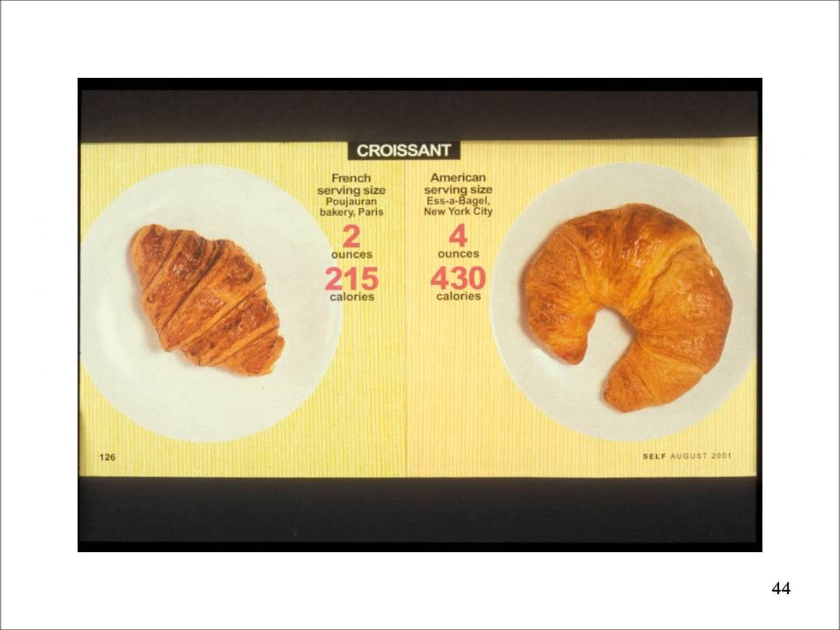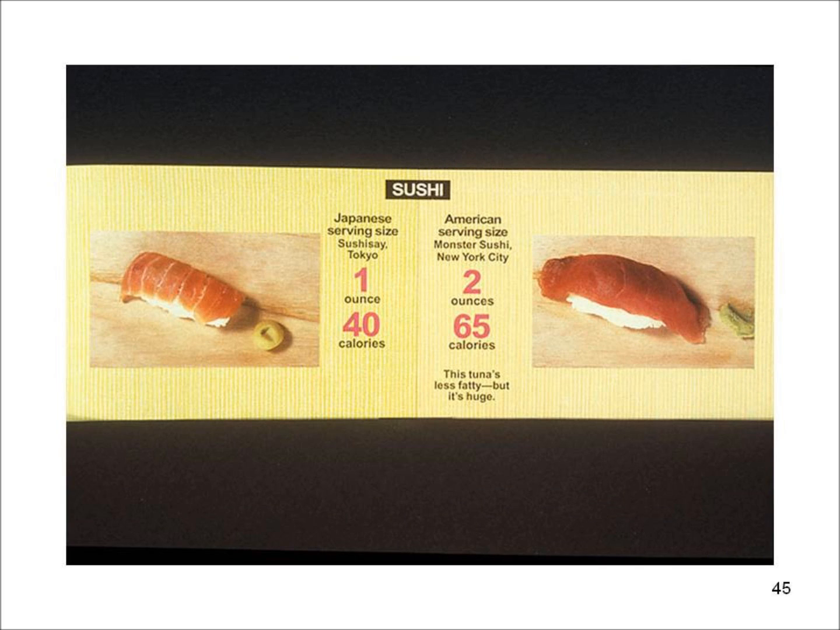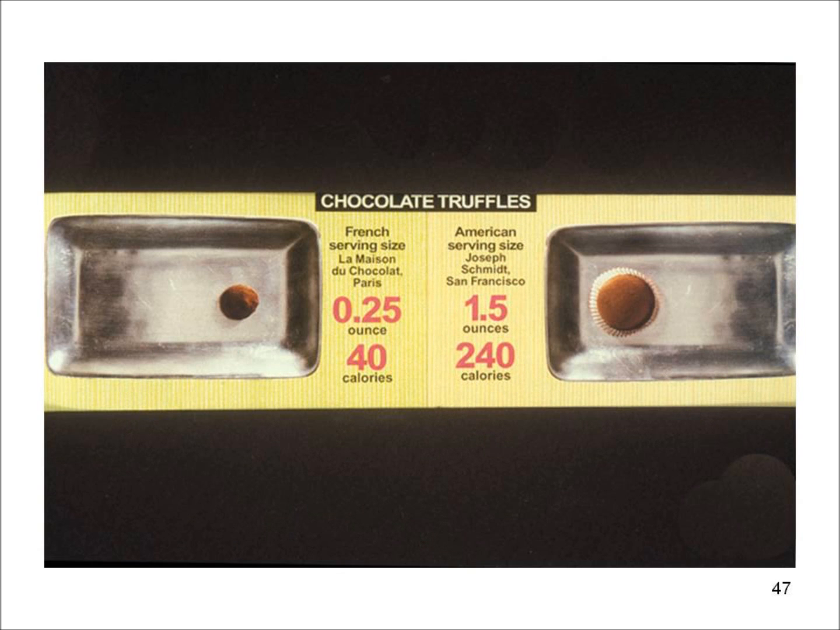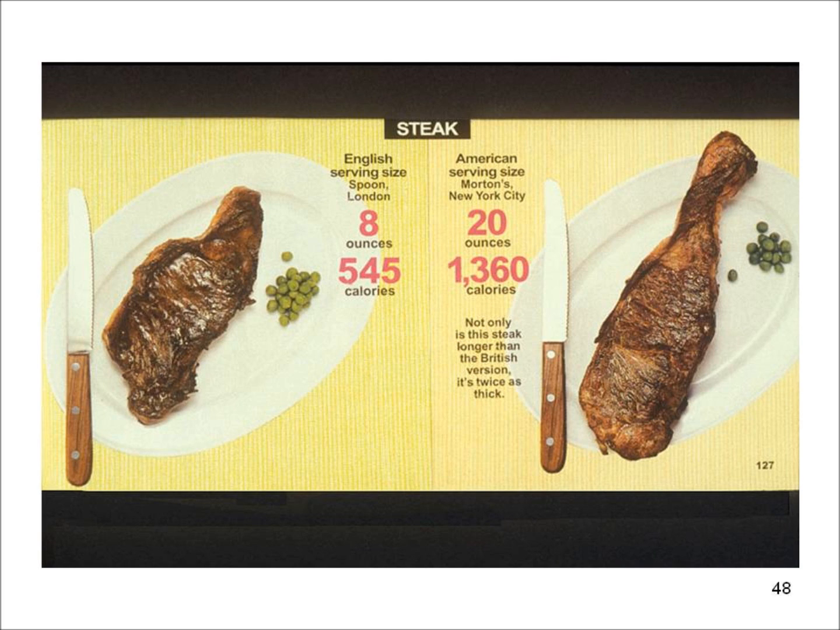An American croissant and a French croissant. The serving size for American sushi is twice that of the Japanese serving size. Tacos in the United States are larger than the tacos in Mexico. The American truffle weighs in at 240 calories, while the French truffle is 40 calories. A steak in England is 8 ounces, and 20 ounces in America.